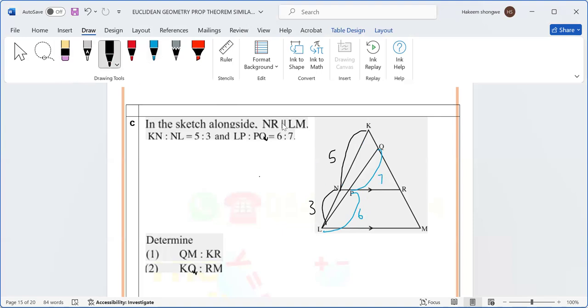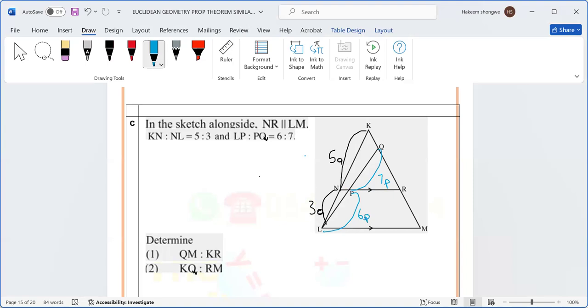Did I select the letters? What should we use for this black one? Let's use A. A is to 3A. For blue, let's use P. So this is what we know. Then we go to the statement.